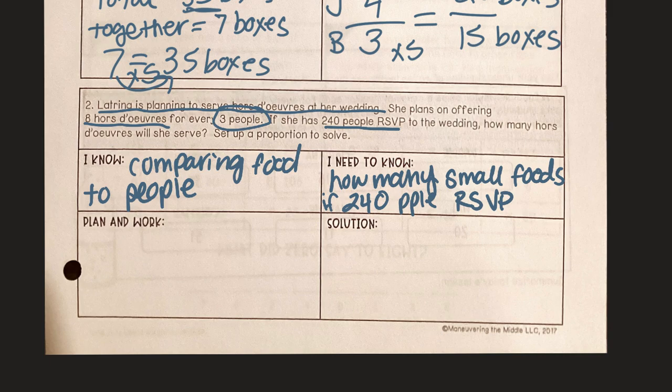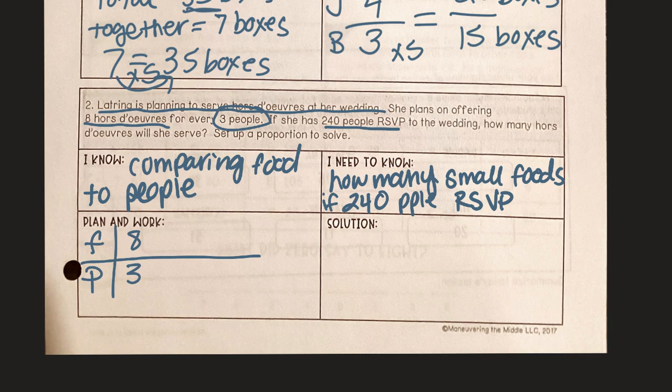So now I'm going to plan my work. I'm going to set up a proportion, and I'm going to label my proportion first. I'm going to put food, so F, compared to people, because that's the way that it was presented to me in my question. The question talked about hors d'oeuvres, food, before it talked about people. So food is going to be the numerator of my ratio. It's going to be my top number, and the people are going to be my denominator. So my first value for hors d'oeuvres or food was 8. And my second value for people was 3.